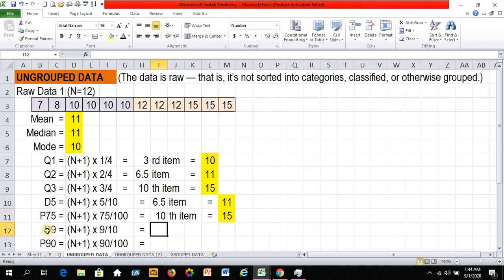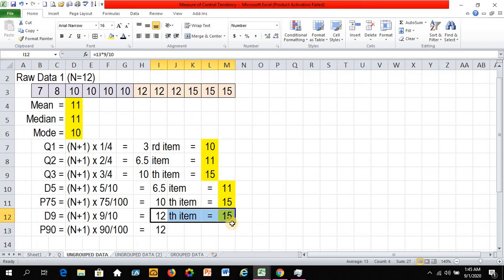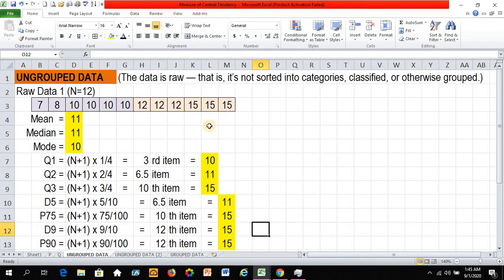And then we have D9 at P90. Ang formula natin ay 12 plus 1 is 13 times 9 over 10. So this becomes 9 over 10. Okay. 12 item. 15 ang ating sagot. Basically, parehas yung lalabas na sagot, 15. Okay? So, yan ay unang example natin about ungrouped data.